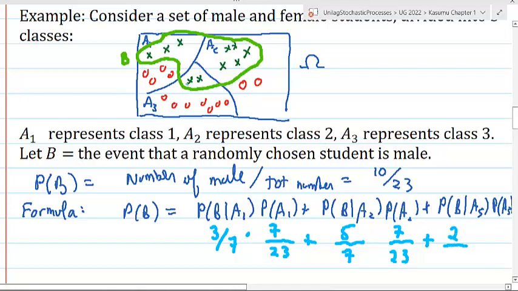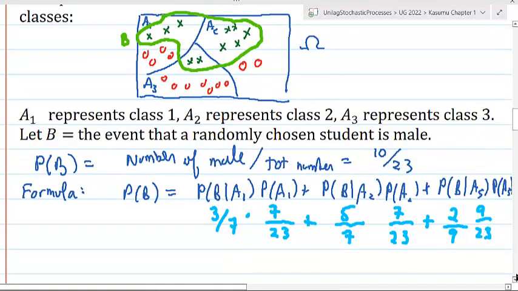The total number of students in the class is 2, 3, 4, 5, 6, 7, 8, 9. Is that right? 1, 2, 3, 4, 5, 6, 7, 8, 9. And then here we have times 9 over 23. Okay? Now let's work this out and see if we have the same thing.